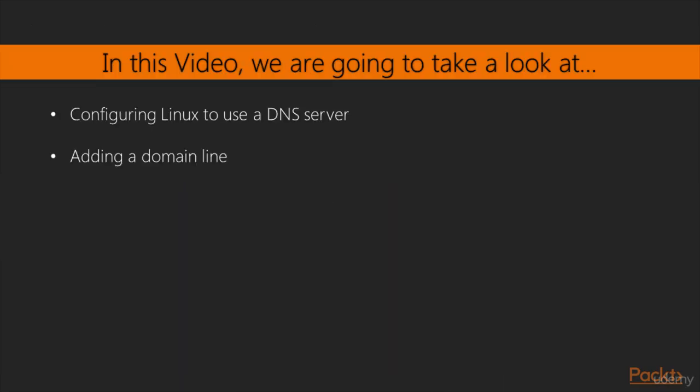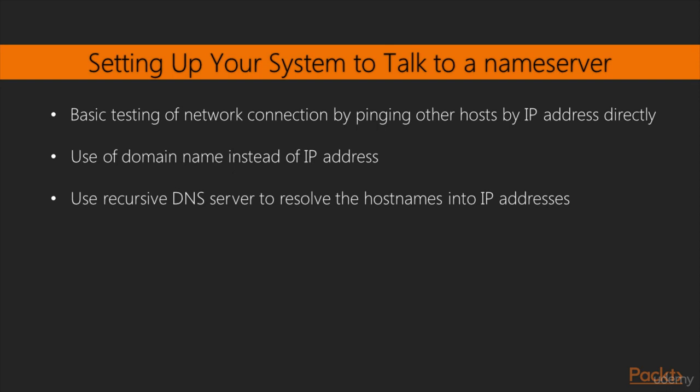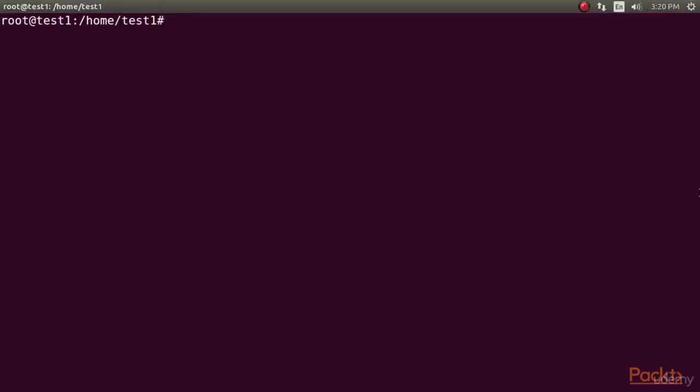In this video, we will configure Linux to use a DNS server and add a domain line. In the previous video, we did some basic testing of your network connection by pinging other hosts by IP address directly. However, I'm sure you'd rather not visit web pages by requesting them by IP address rather than by the domain name. This problem is solved using a recursive DNS server to resolve the host names into IP addresses, which your computer can then connect to. Let's see how to do it.